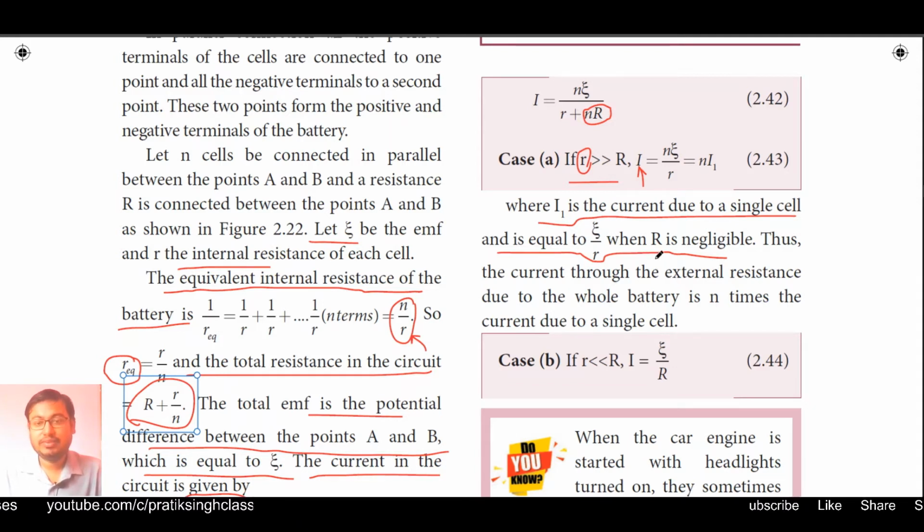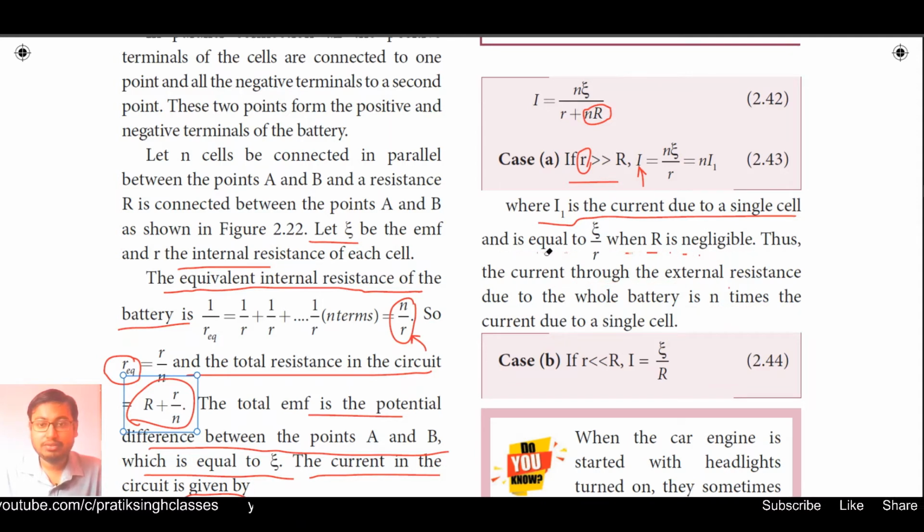In this situation, the current through the external resistance due to the whole battery is n times the current due to a single cell. Whatever amount of current a single cell is giving, the total amount of current flowing through the external load or external resistance is equal to the current provided by one cell multiplied by the total number of cells.